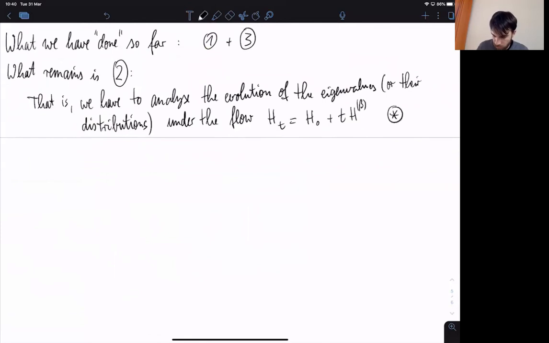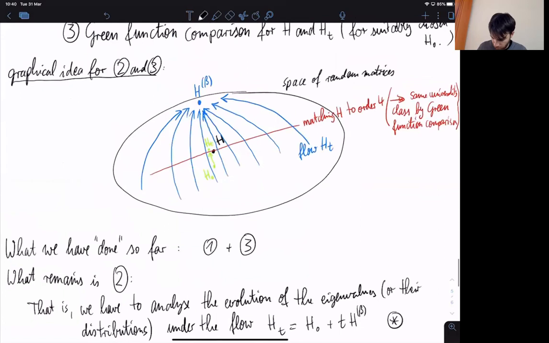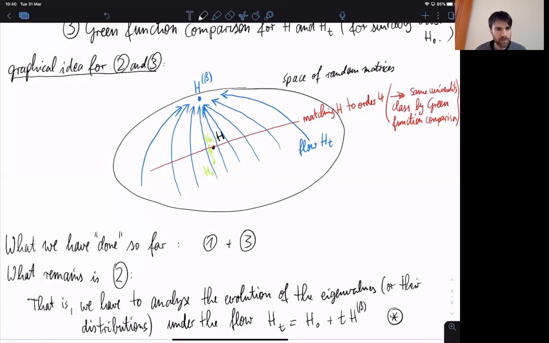Okay, so I give this a star, and maybe I can take another picture. The best tool to do these things is, you add some independent randomness. Maybe I should have remarked that, of course, we want the H beta to be independent of H0. So we, in some sense, add additional randomness to the picture. And the best way to analyze how the eigenvalues evolve under this flow H_t will be stochastic calculus, and we will have some stochastic differential equations.